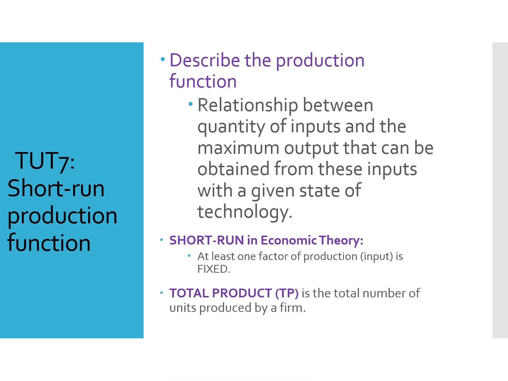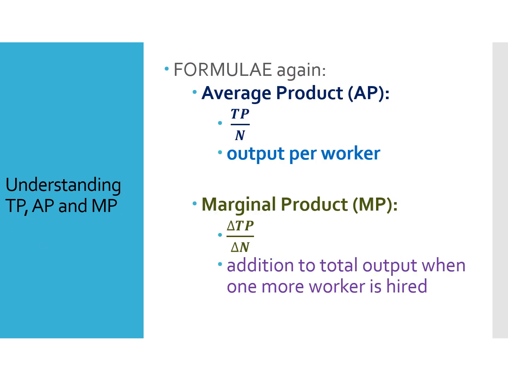Your total product, your average product, and your marginal product. We start off with total product, TP, and we're looking at the total number of units produced by a firm. Sometimes it's referred to as Q, which is your quantity of output. Sometimes it is referred to as O for output or TO for total output. So a couple of different abbreviations that can be used, but the most common one for purposes of your syllabus is TP. And here you have your AP and your MP, your average product and your marginal product.